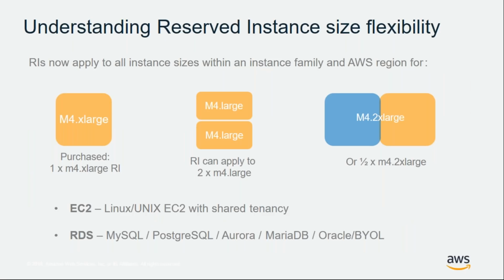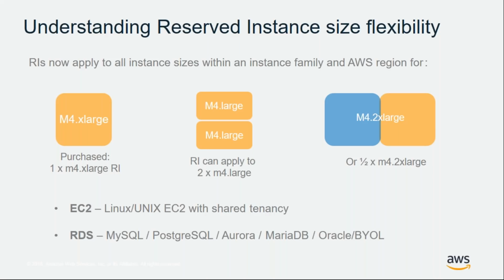So firstly, it's important to note that instance size flexibility applies to EC2 for Linux operating system only. And it also applies for RDS. And you can see for RDS, it applies to MySQL and Postgres and Aurora and MariaDB, Oracle, as well as bring your own license. And we introduced instance size flexibility in response to customers saying, look, I know I'm going to be running in a particular family. Like I know I'm going to be running M4s, for example, for the next 12 or 36 months.